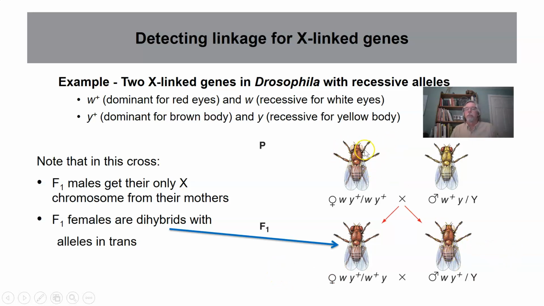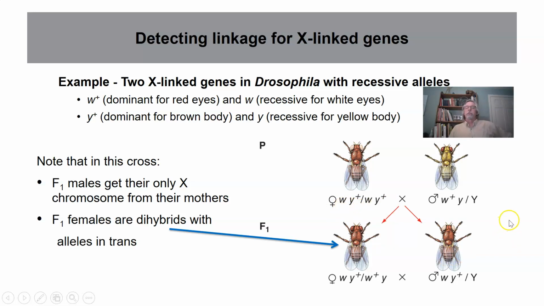This is a male from this cross. But the next slide will show the dihybrid test cross. One other point I want to make about this female is that she has alleles in trans, one mutant and one wild type, one recessive and one dominant allele on both chromosomes. Those are alleles in trans. And going back to her mother, she also has alleles in trans. So the parental arrangement here is alleles in trans.